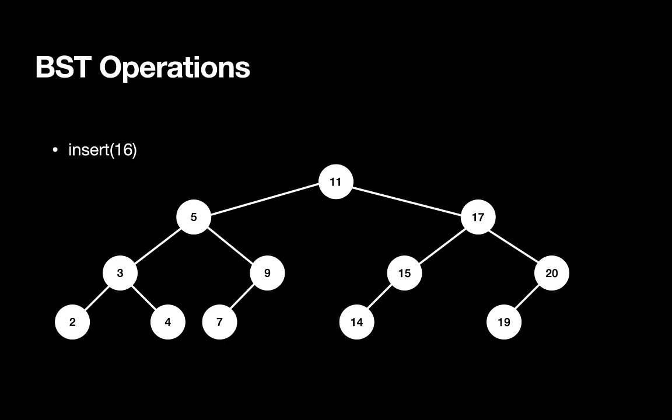Okay, so again, we'll start with the search process. So we'll start at the root. 16 is after 11, so we'll go to the right. It's before 17, so we'll go to the left. It's after 15, so we would go to the right. This is a dead end, so let's just go ahead and insert a new node here with our 16.